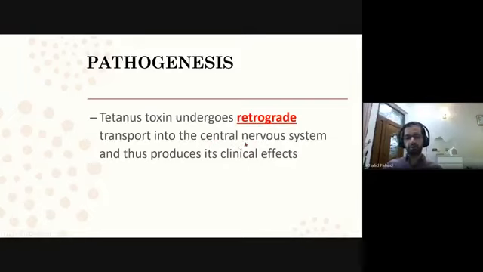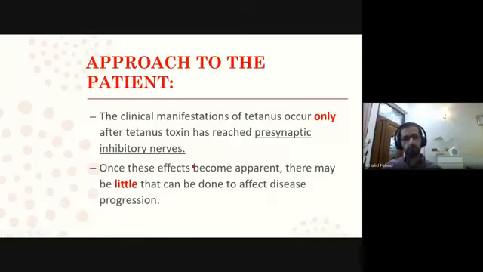What do we mean by the central nervous system? The spinal cord and the brainstem, in addition to the brain, the cerebrum. So it goes backward, retrograde, from the peripheral nerve upward to the spinal cord and the brain, and thus produces its clinical effects.